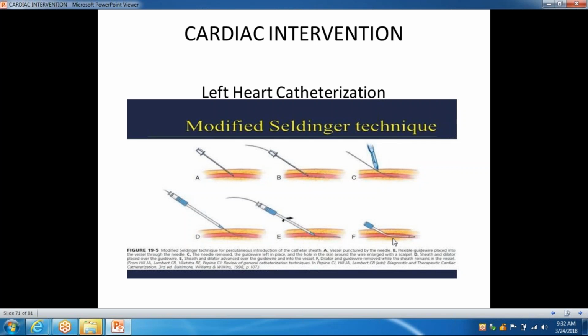Okay, and then we usually connect this up to your manifold that will record pressure. You have side arms where you can remove blood and add medications, fluids, etc. But this is what you leave in place, the so-called modified Seldinger's technique.